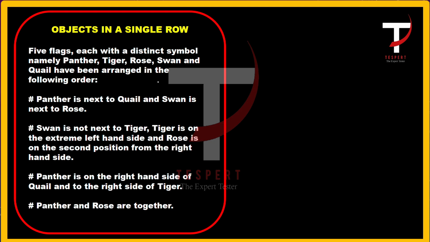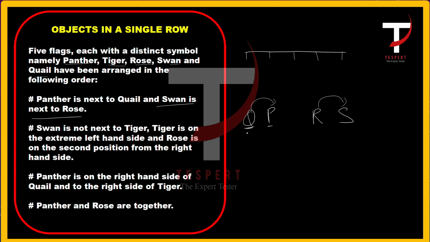5 flags, each with a distinct symbol, namely panther, tiger, rose, swan and quail, have been arranged in the following order. This comes under linear arrangement, so positions 1, 2, 3, 4 and 5. Panther is next to quail, and swan is next to rose. Quail means Q, P means panther. And swan is next to rose. So this is one pair, and this is the second pair.